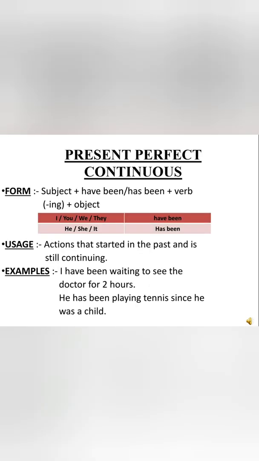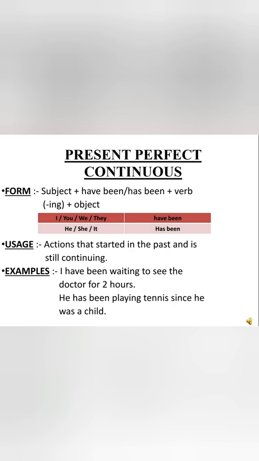Moving on, we have the fourth kind, that is known as present perfect continuous. The formation of present perfect continuous is subject plus has been or have been plus verb with ing plus the object. We use have been with subjects like I, you, we, they, and we use has been with subjects like he, she or it. We use present perfect continuous in talking about actions that started in the past and are still continuing. Look at the examples, it will become clear to you.